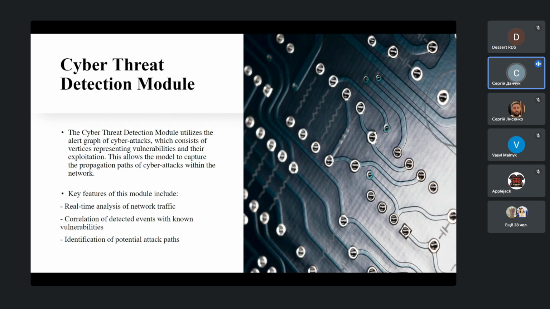Cyber threat detection model. A cyber threat detection model utilizes the alert graph of cyber attacks, which consists of vertices representing vulnerabilities and their exploitation. This allows us to model the propagation path of a cyber attack within the network.